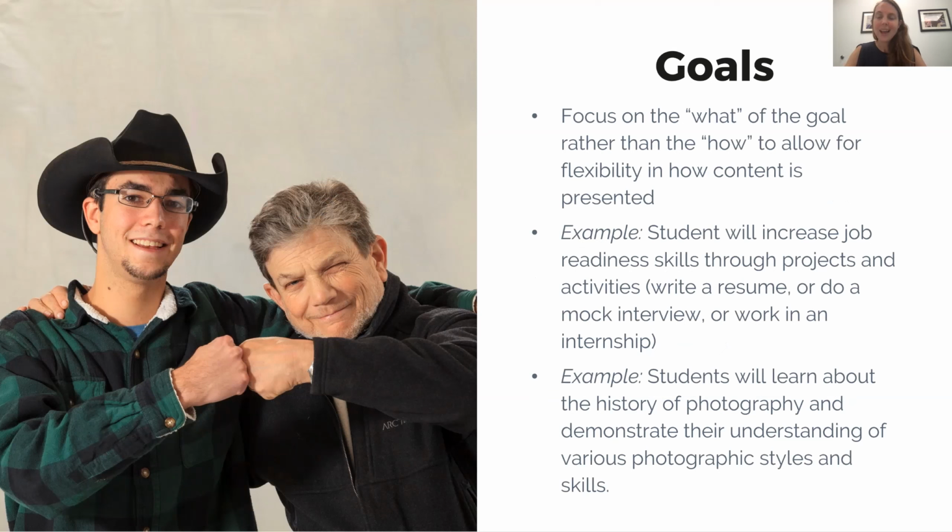Next slide. Then in terms of the goals, this relates back to the brain concepts that Piper was covering before, but focusing on the what of the goal rather than the how to allow for flexibility in how content is presented. As an example, a student will increase job readiness skills through projects and activities. So that could mean writing a resume or doing a mock interview or working in an internship. So it's really the how can be different and that can be flexible, but it relates to that same what or the same goal.